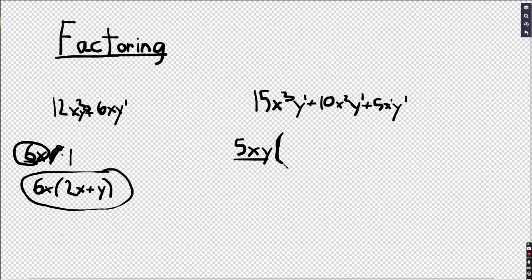So now that we factor that out, let's see what our other factor is, okay? So 15x to the third y divided by 5xy is going to be 3 times x squared, okay? Now, what's 10x squared y divided by 5xy? Well, that's going to be 2x. Plus 5xy divided by 5xy, and that's just 1, okay?